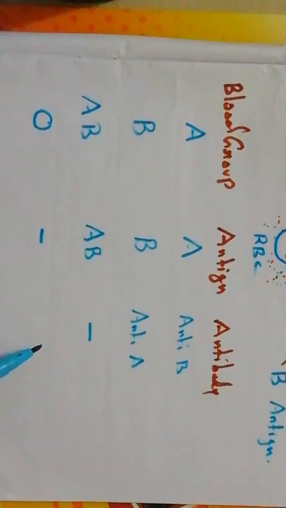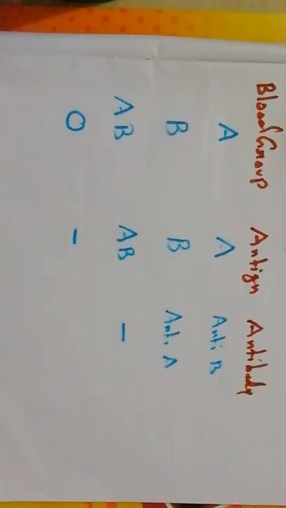Antibody only is the protecting substance. It will come under the immune system, antibody, right? So this O blood group consists of both antibodies. So if A antigens come, the A antibody will react. If B antigens come, the B antibody will react.